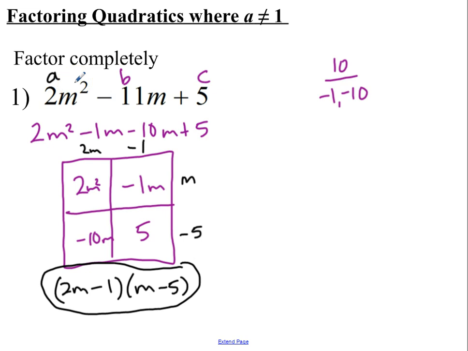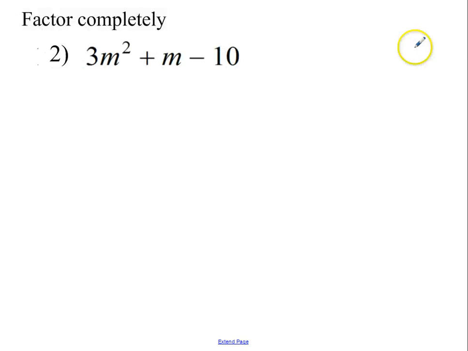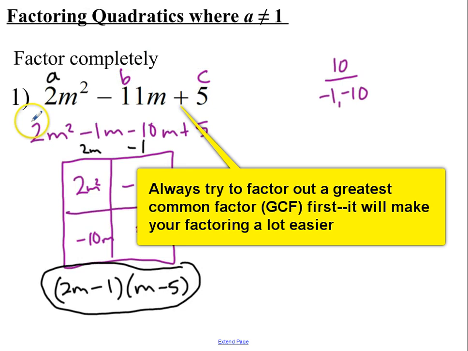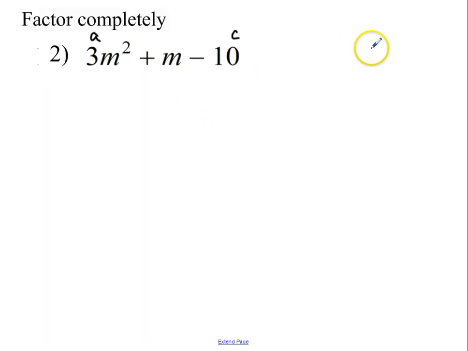Let's do one more. Again, I have to start with the a times the c. First off, I should just look to see if I have a greatest common factor, because that would make things a lot easier. I don't, and I didn't in the previous example either. I should have looked for that first. I think about 3 times negative 10, that's negative 30. I want two numbers that multiply to be negative 30 and add up to the b value, which is that 1 in front of the m. So 6 and negative 5, I think.